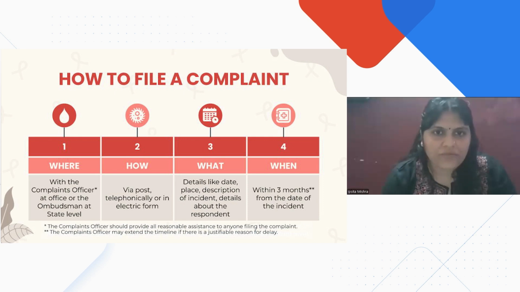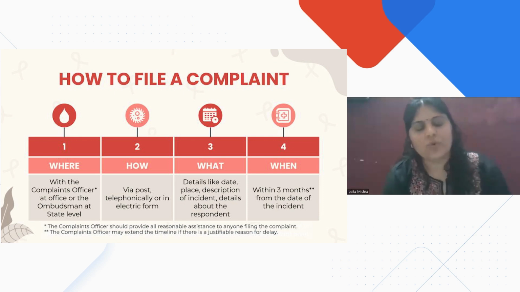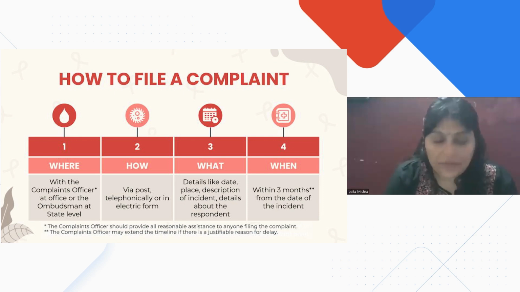Also, if I'm an employee who is HIV positive and I'm not clear about the filing process, it is the responsibility of the complaints officer to help me and provide all the support and resources in filing the complaint. So this is how the process of complaint will look. Going forward in our next slide.